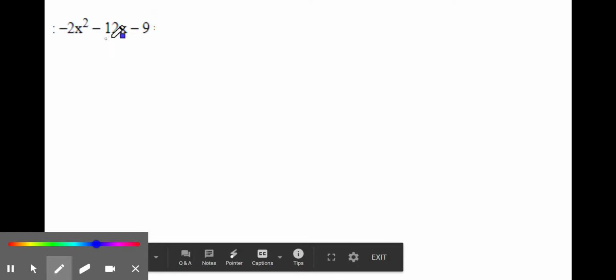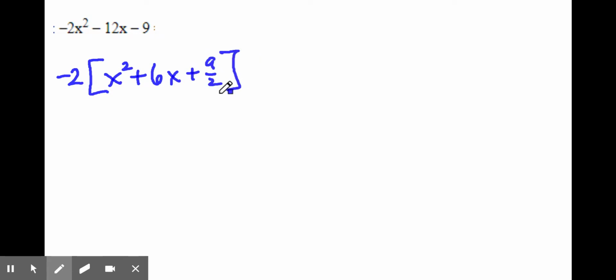Let's do one where the coefficient is not 1. There's a couple of ways you can go about doing this. I'll show you both, and then you can decide what you want to do. The first thing you can do is factor the negative 2 out of all 3 of these terms and then play the game. I take negative 2 out of everything, and I'd have x squared plus 6x plus 9 over 2. Now I would have to complete the square inside the brackets.